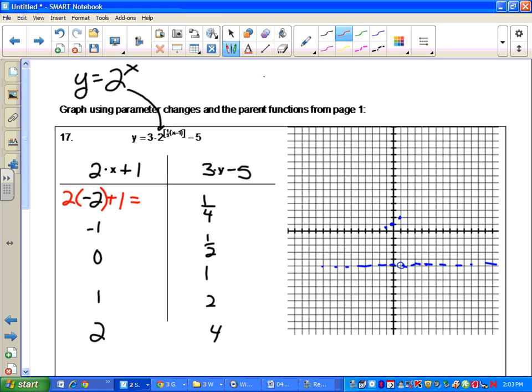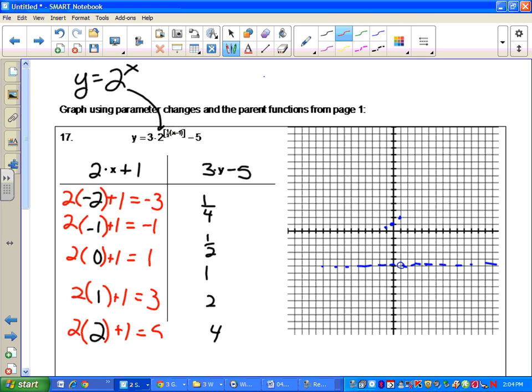So then all you have to do is take this. What is 2 times negative 2? Negative 4 plus 1 is negative 3, correct? What's 2 times negative 1? Negative 2 plus 1 is negative 1. Did I do something wrong? 3 times y minus 5. Yeah, that's a y. Okay, so then we do 3 times the fourth minus 5.